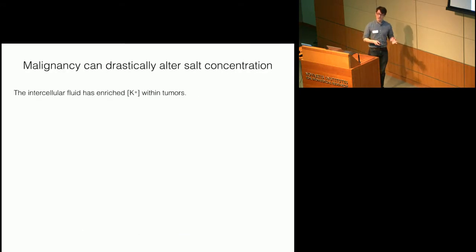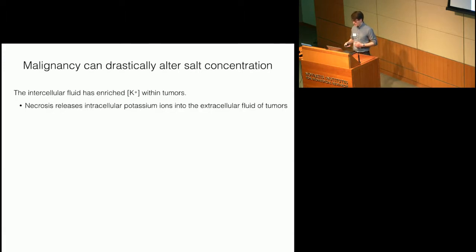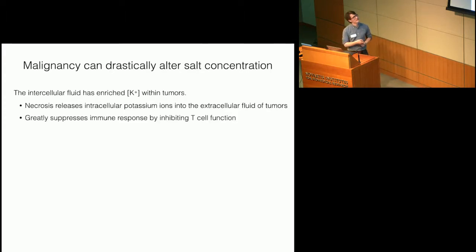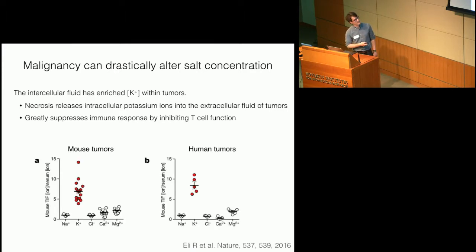And malignancy also can change salt conditions. So tumors are well known to alter pH, but they also alter the ion concentrations. So in tumors, if you look at the extracellular fluid around tumors, there's an enrichment of potassium ions. And this is because necrosis causes cells to spew out their intracellular potassium to the extracellular fluid. And this has an effect that it actually suppresses the immune response. And this plot shows, it's from this paper in 2016, showing that in mouse and human tumors, the potassium concentrations are greatly elevated with respect to serum levels.